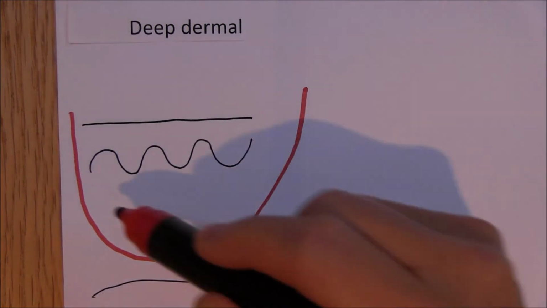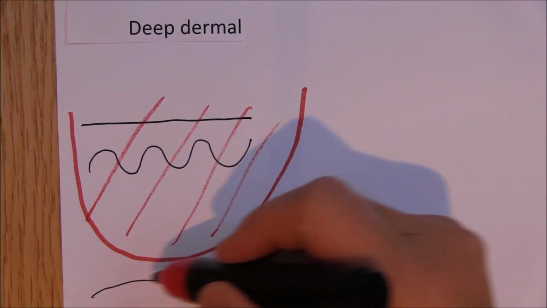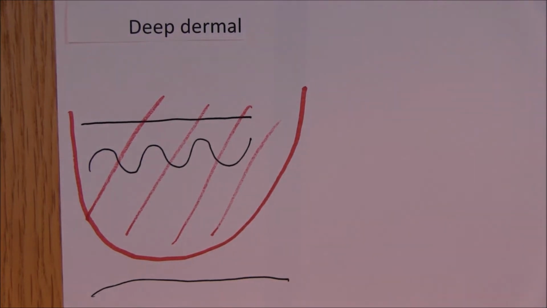So all this is lost. They're not quite going all the way through, so we can see there's still some dermis left here. Still some left, but not a lot. A lot of it's been burnt away. So how are we going to recognise these?